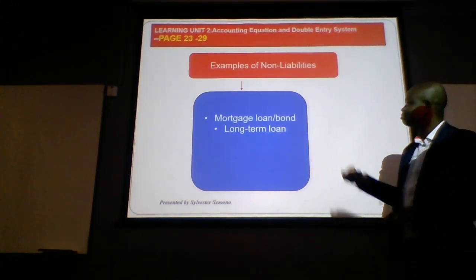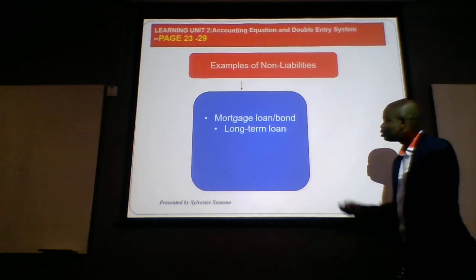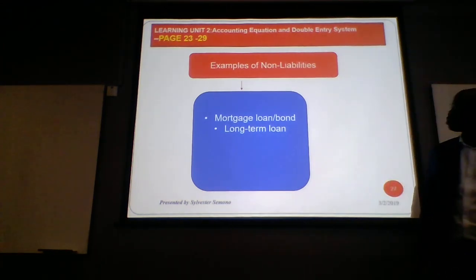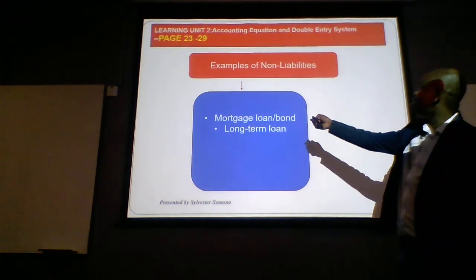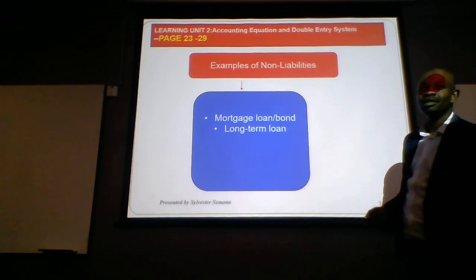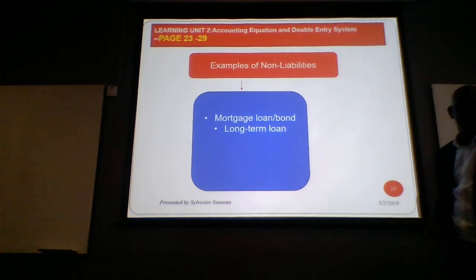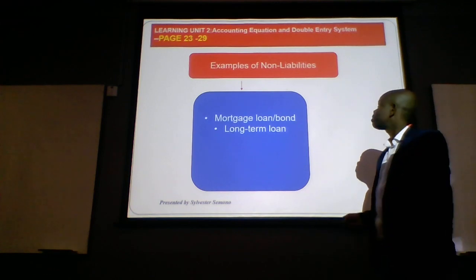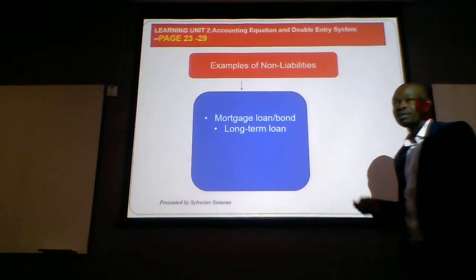Examples again here: mortgage bond, mortgage loan, long-term loans. These are examples of the non-current liabilities. I just missed it here. I should have said non-current here. Okay, non-current liability. I missed it there. Insert for me there: non-current liability.